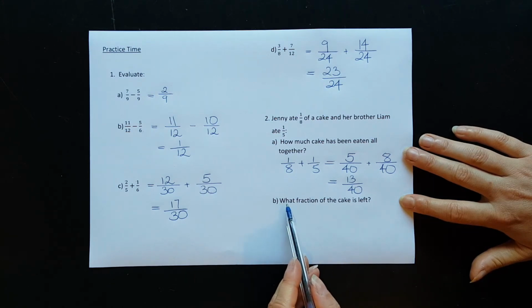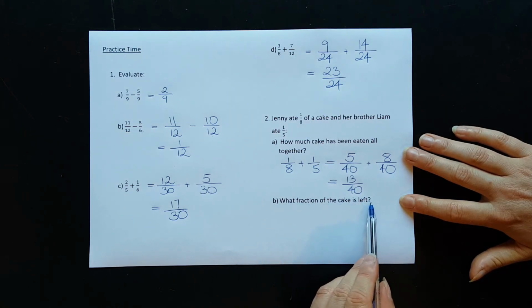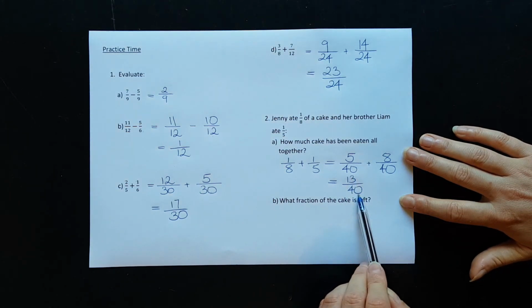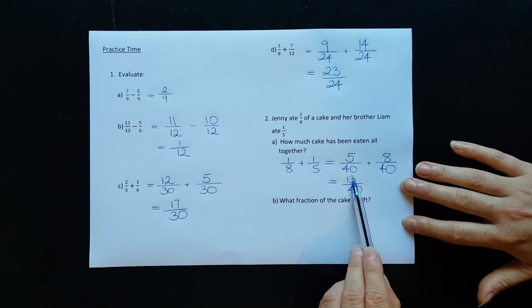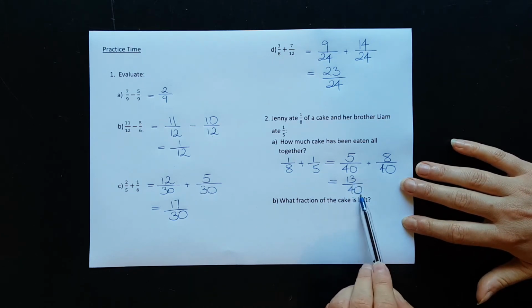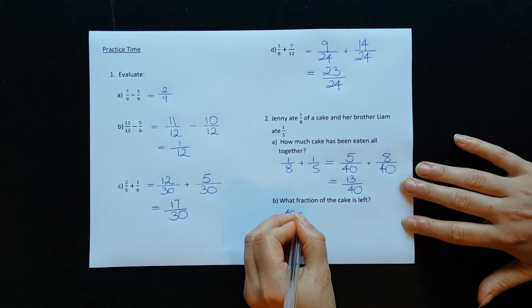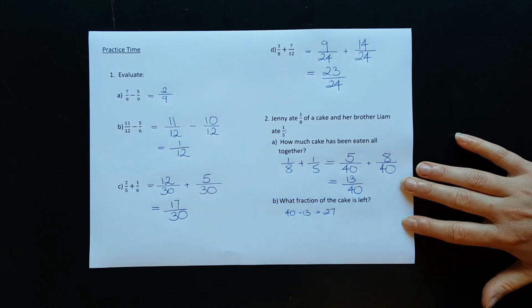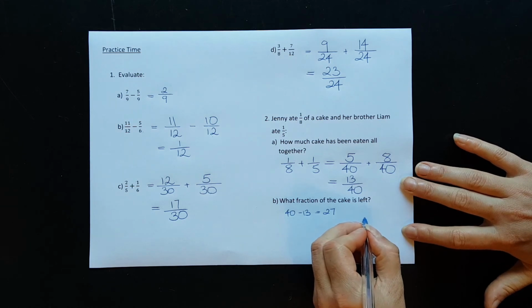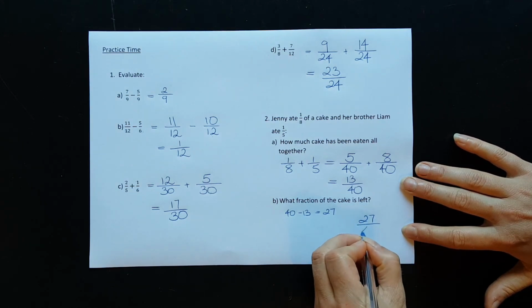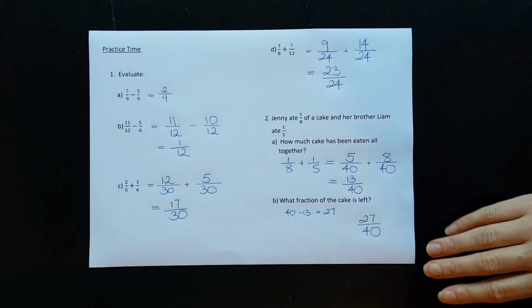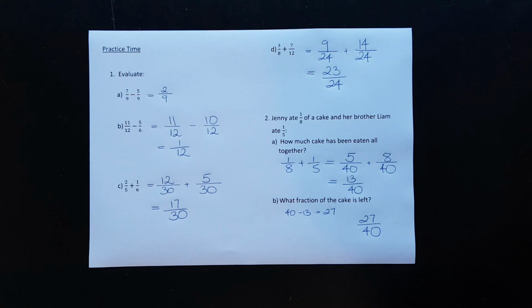And part B, what fraction of the cake is left? If 13 pieces out of 40 have been eaten, all the rest of the pieces, if we take 13 off 40, that will be how many is left. So 40 take away 13 is equal to 27. So that means that there is 27 out of 40 pieces, as a fraction, 27 out of 40 of the cake left.